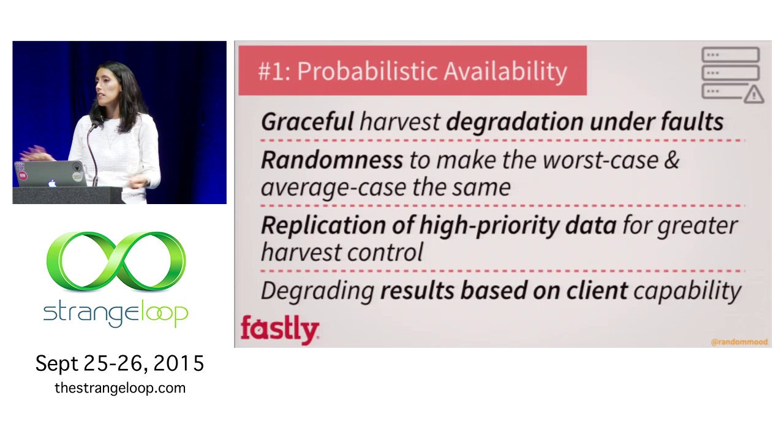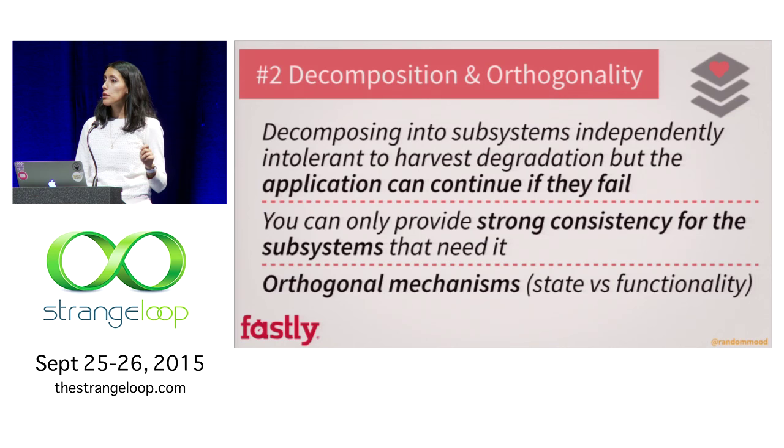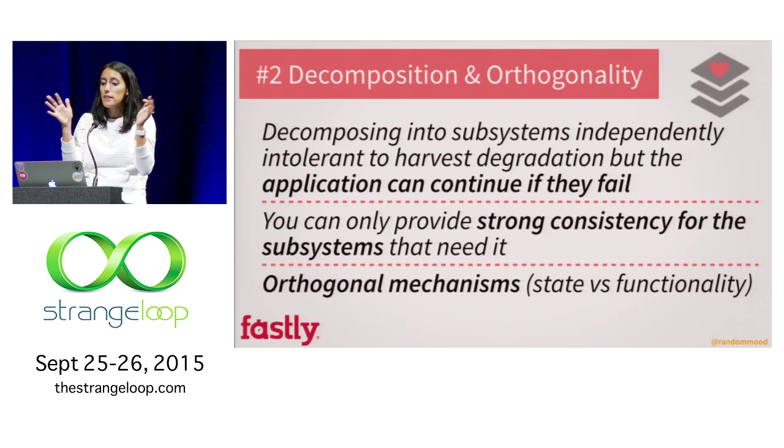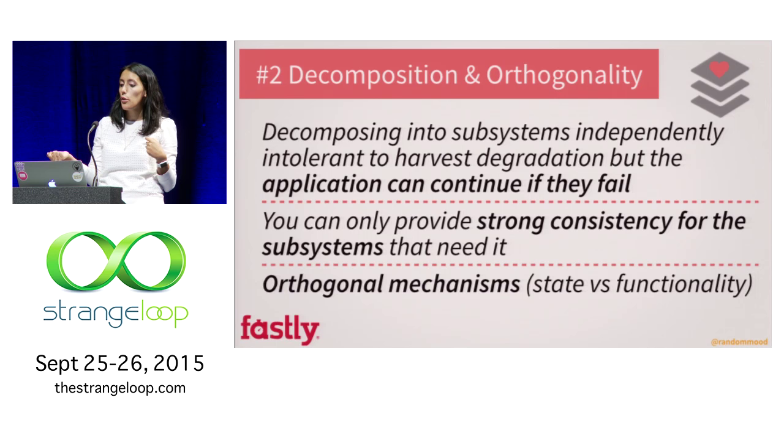The second strategy that they tell us is called decomposition and orthogonality. And this deals with how we push everything down instead of having it at the top level, we push it down into independent subsystems that may or may not be tolerant to harvest degradation, but our entire application can continue operating if those subsystems fail. Also, this gives us the advantage of only having to worry about providing strong consistency for the subsystems that need it.